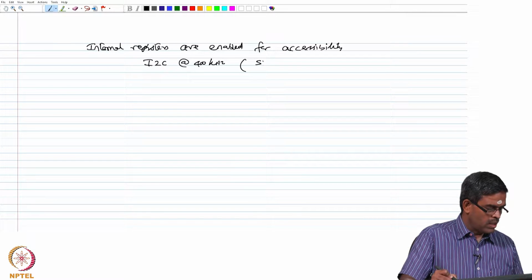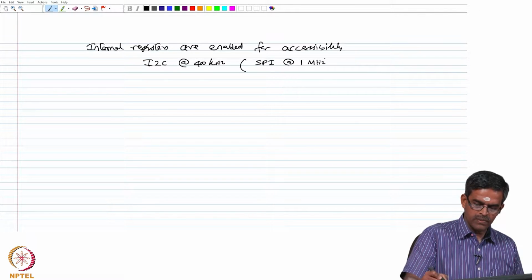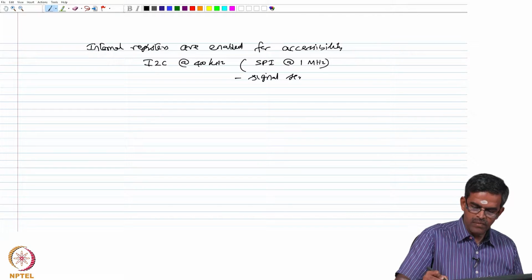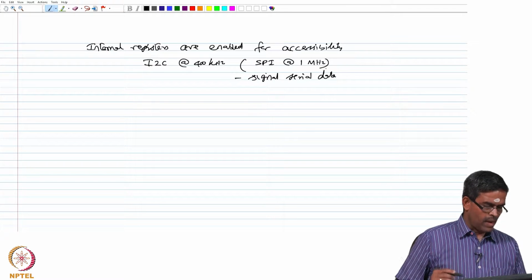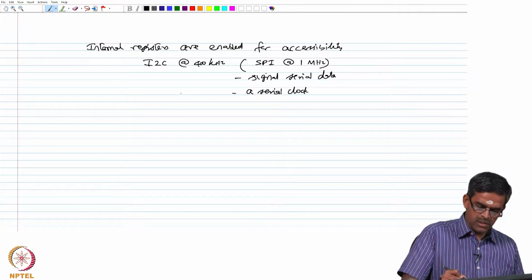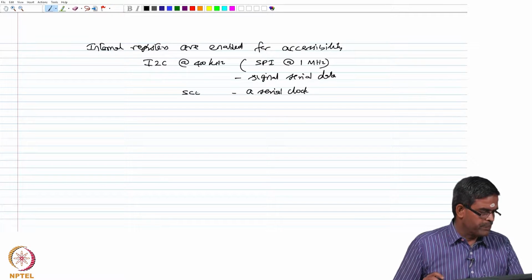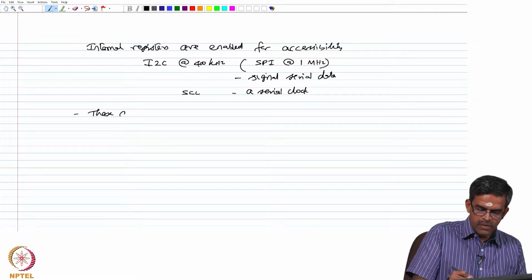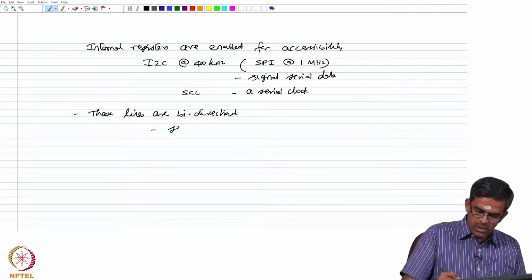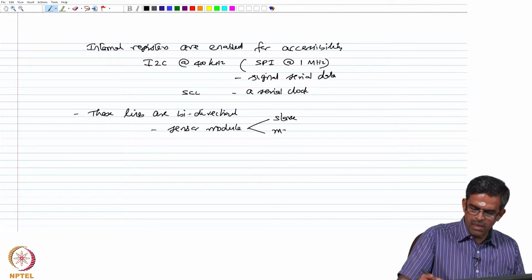Alternatively, one can also use an SPI at 1 megahertz, which has the serial data and a serial clock. The present study uses SCL, okay, serial clock. Now, these lines are bidirectional. Therefore, the sensor module can either act as a slave or as a master. So, that is what we call scalability.